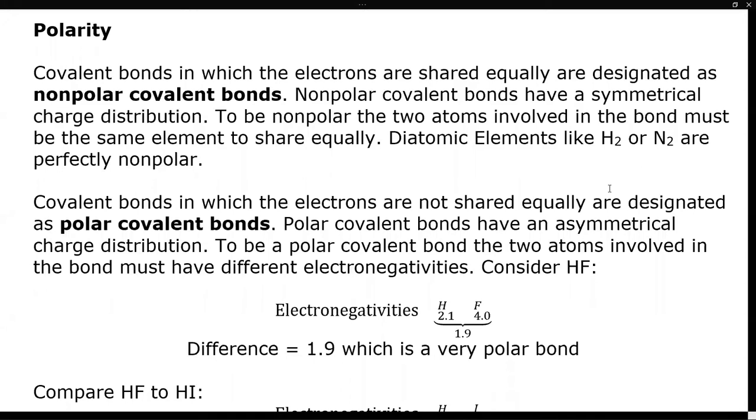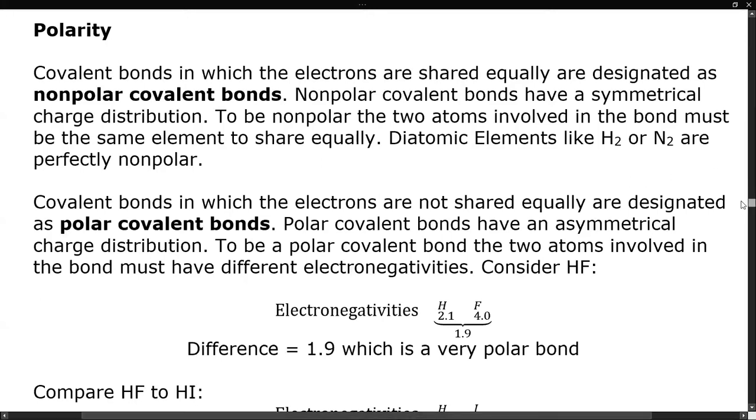If they're not equal sharing, you're going to have polar covalent bonds. And so that means the electrons in the bond lie much closer to the more electronegative element. If we look at HF, fluorine has an electronegativity of 4, hydrogen 2.1. The difference is 1.9. That is a very polar bond, even though it's still considered covalent.